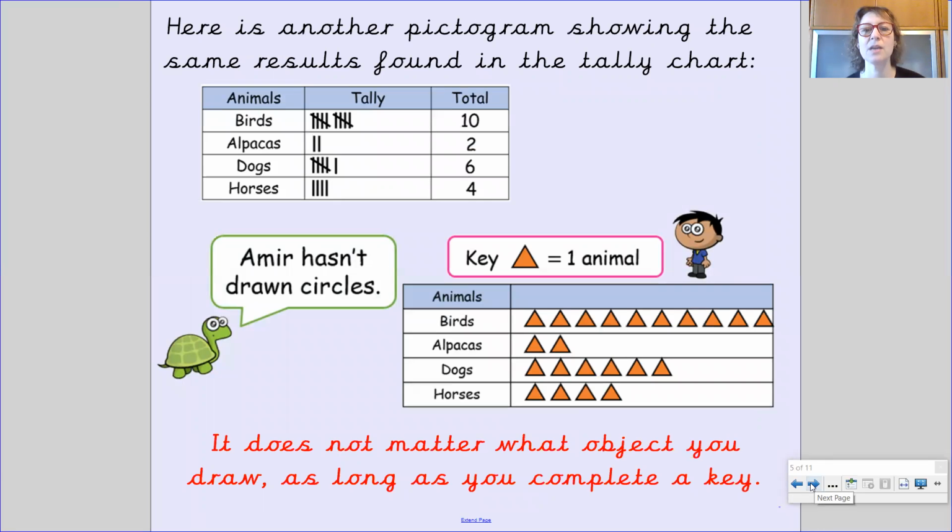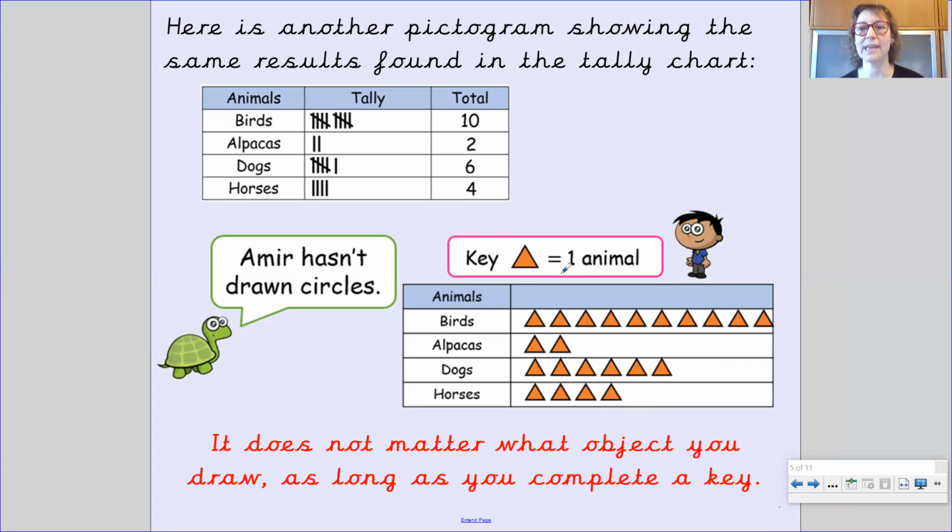So in this pictogram, Amir hasn't used circles, he's used triangles. So it doesn't matter what the object is, it's exactly the same. There are still 10, you can still see there are more birds. You can still see that if you line up the dogs and the horses, you've got 2 more dogs than you had horses. So it isn't a matter of what picture you use. It's a matter of making sure that they're neat and they line up with each other.